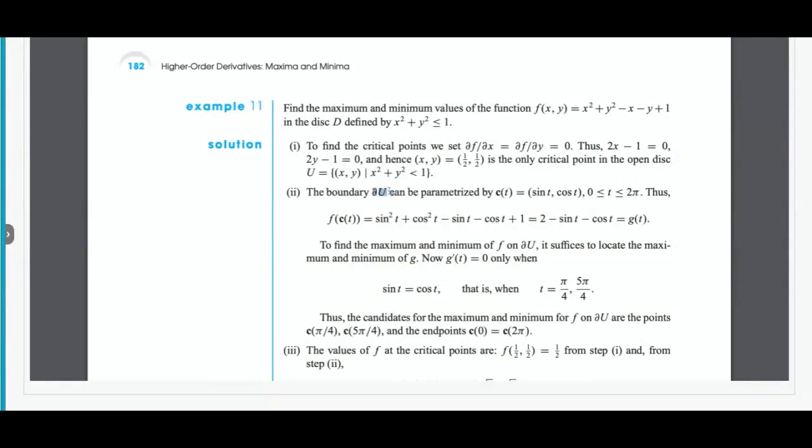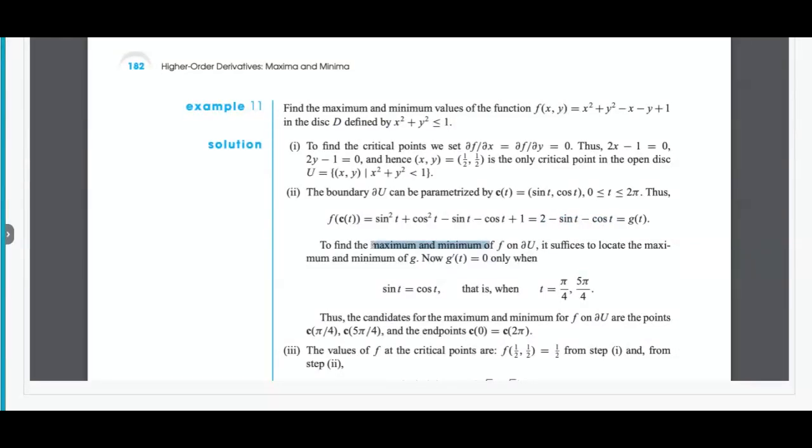And the boundary points, what do we do? Boundary points form a closed set. We cannot differentiate a function on a closed domain. So we use parameterization. The unit circle can be represented as c(t) = (sin t, cos t), and t runs from 0 to 2 pi. So we do a composition of this function, f composed with c. We can rewrite the function as this.